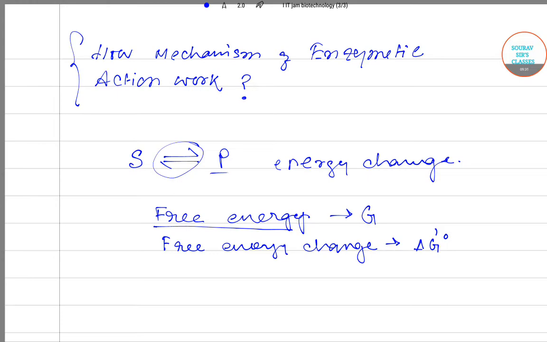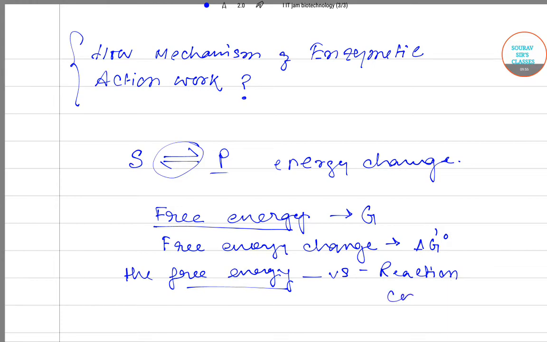Now in the coordinate diagram, the free energy of the system is plotted against the progress of the reaction. Free energy versus the reaction coordinate. So this is the free energy versus reaction coordinate.